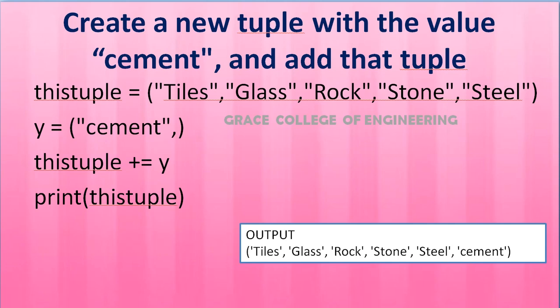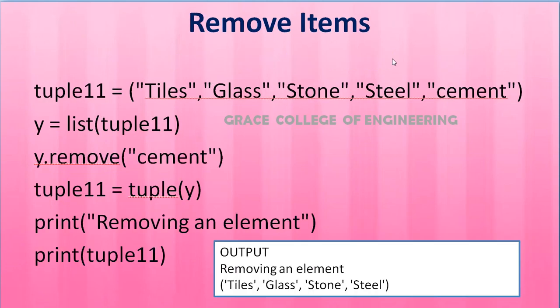The next, remove items. Tuple elements are unchangeable. So for removing items also, the tuple needs to be converted to a list, and then we can remove the elements. After that, the list will be converted to a tuple. Then you can get the values.